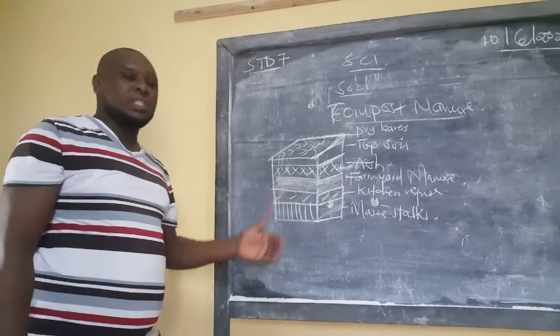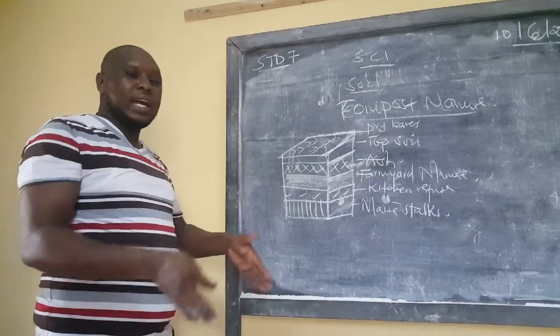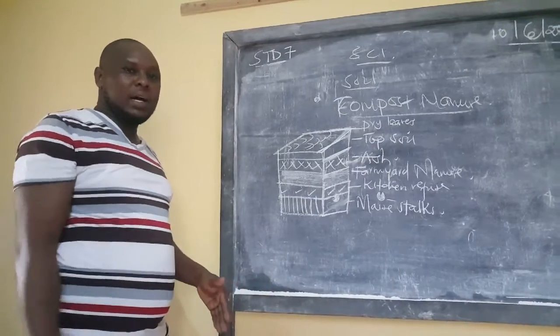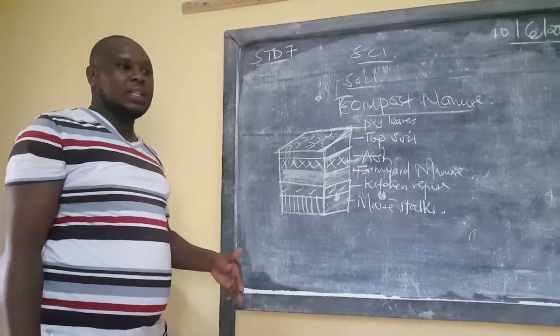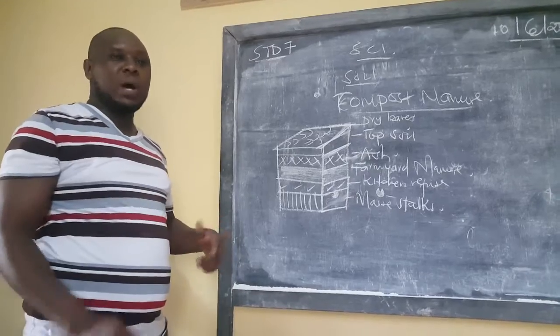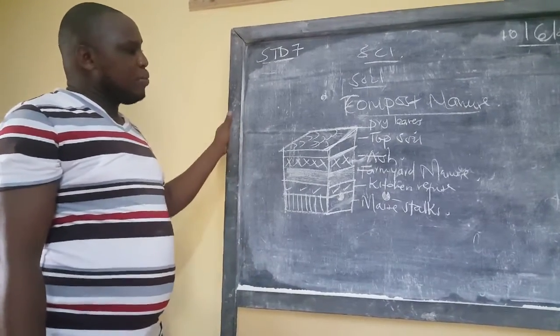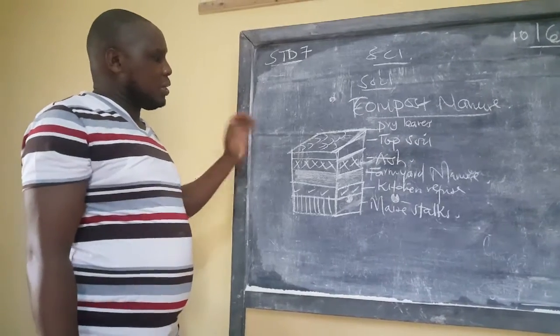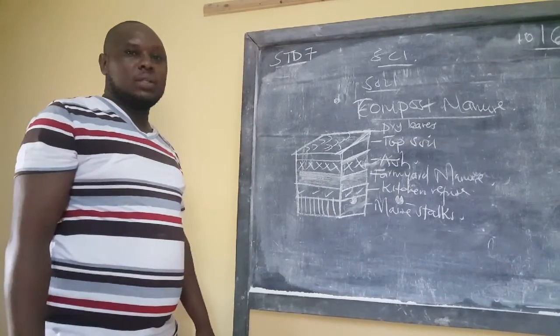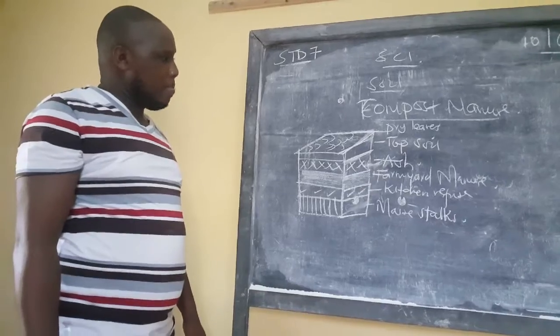Then we add other materials. In this case, we are digging a pit that is 1 meter in width, length, and depth. So it's 1 meter cube. That is what we call a pit. Today I promised to tell you the different layers and what they do in a compost manure.